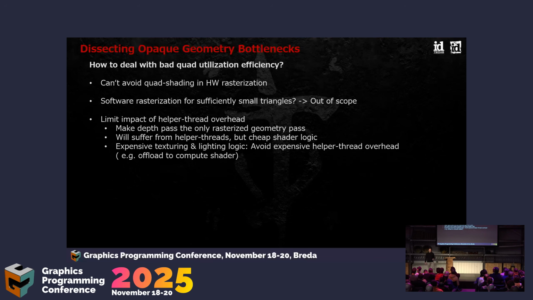Instead, we chose to try to limit the impact of the helper threads and avoid them where we can with a bit more reasonable effort. We could make the depth prepass the only geometry rendering pass that we have for our opaque geometry. Helper thread overhead will still be present there, but usually the depth shader is quite limited in shader complexity, and the overall performance impact from additional helper thread overhead will be reduced there. And for the more complex texturing and lighting shader, we try to offload that to avoid this hardware rasterization in the first place, for example, by moving that to compute fully.